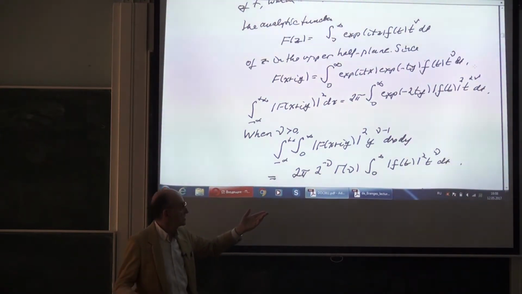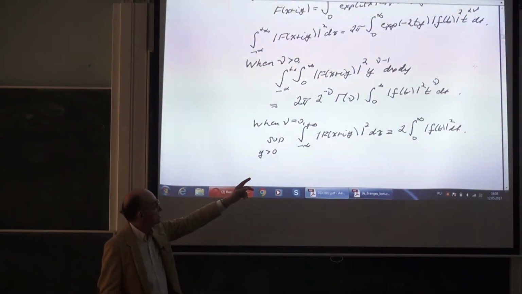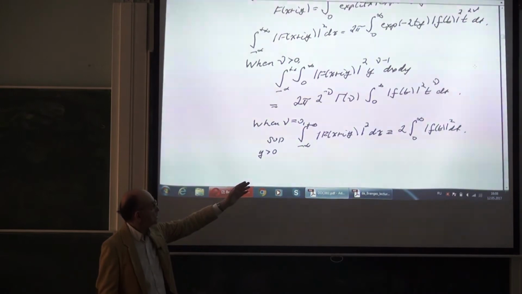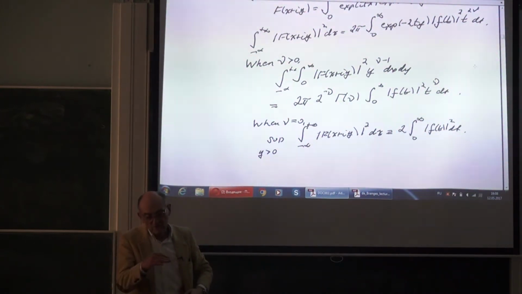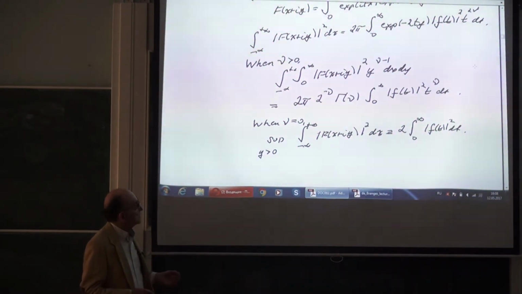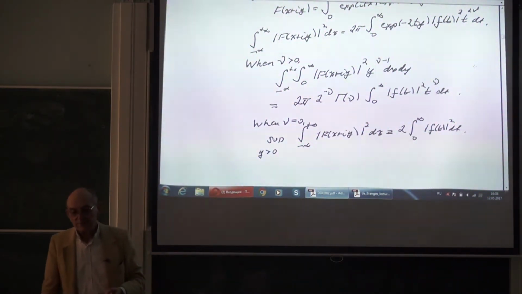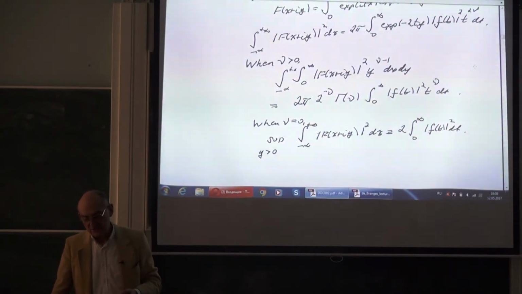If you go a little farther, there's also the case where nu equals 0. In the case where nu equals 0, you can't use the other formula. You have to take a least upper bound of integrals on horizontal lines. That's called the Hardy space for the upper half plane. So this is an isometry of a space of square integrable functions onto a space of analytic functions.